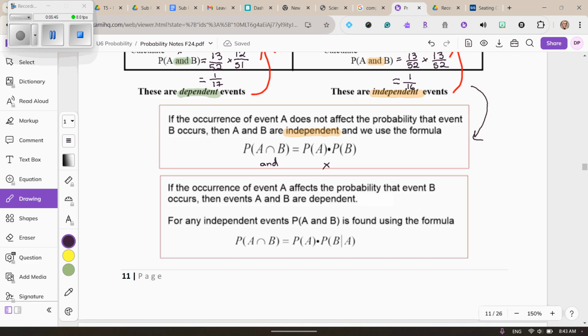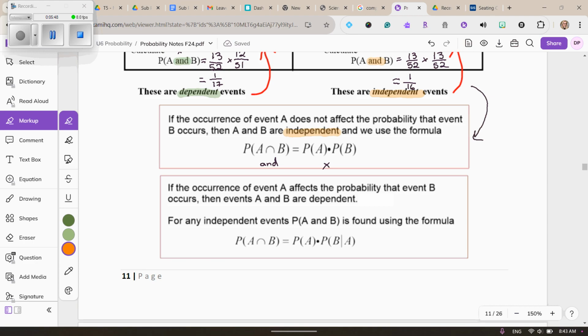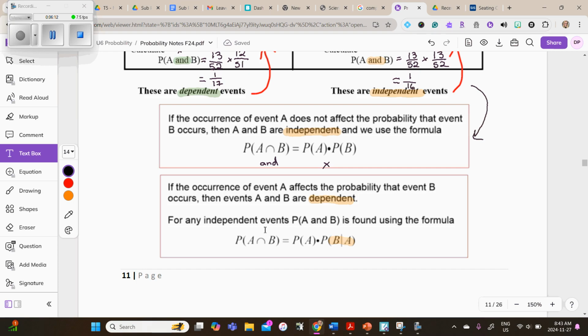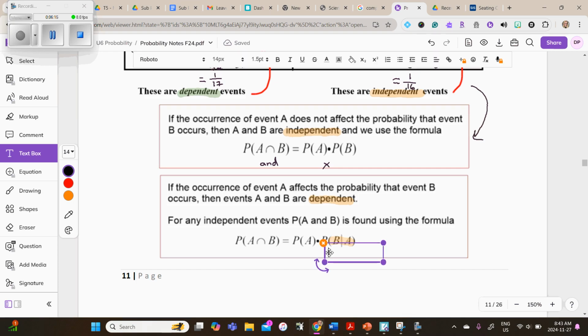The difference lies with this symbol here. It says, if the occurrence of event A affects the probability that event B occurs, then events A and B are dependent. So here's A and B again, but now it's the probability of A times the probability of B given that A has already happened. Let me write what that means here. The second one here is the probability of B given that A has already happened.